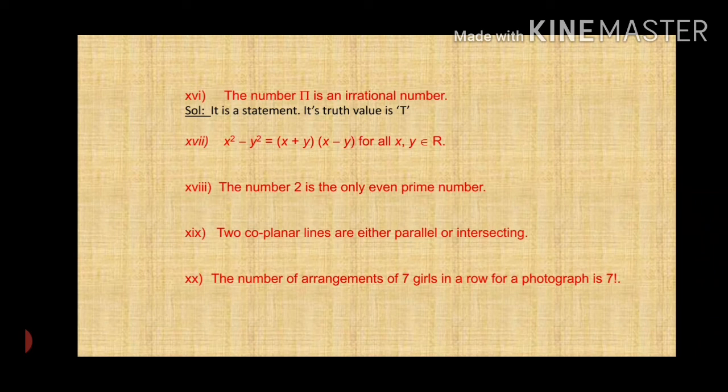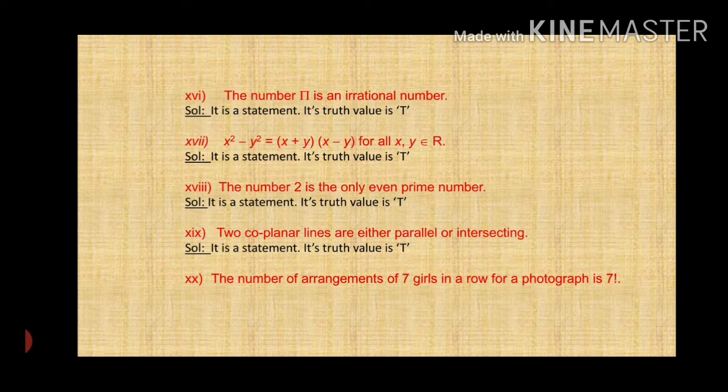Now the next one. x square minus y square is equal to x plus y into x minus y, for all x, y belonging to R. It is true. It's a mathematical identity. The number 2 is the only even prime number. Yes, this is also true. Rest all the prime numbers are odd. So we write it is a statement. Its truth value is T. Two coplanar lines are either parallel or intersecting. This is again true.